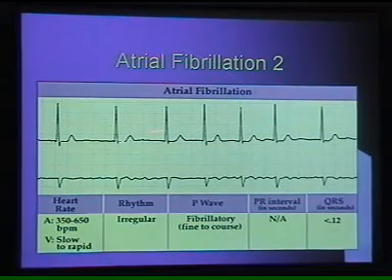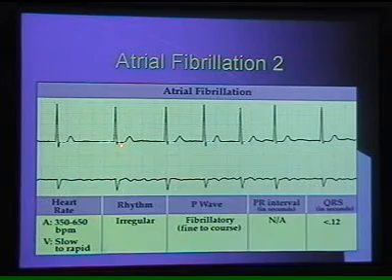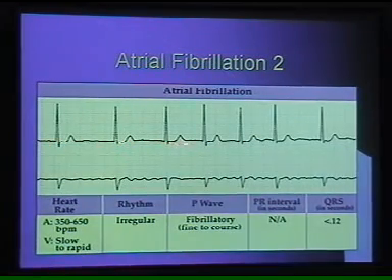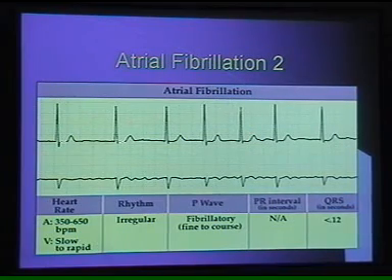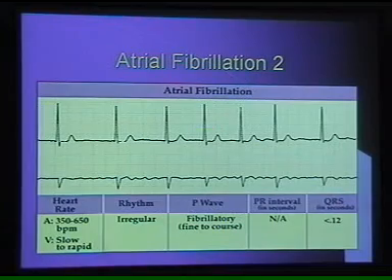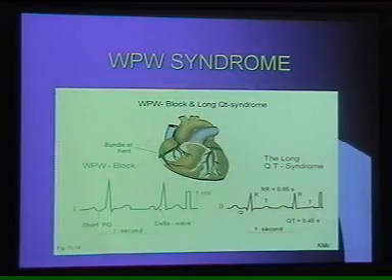irregularity is not very marked. So a person probably won't be able to detect it from the pulse, but the ECG clearly shows that the P waves are not present before the QRS complexes, and if you measure the intervals, you can easily see that they vary from each other. Next one.